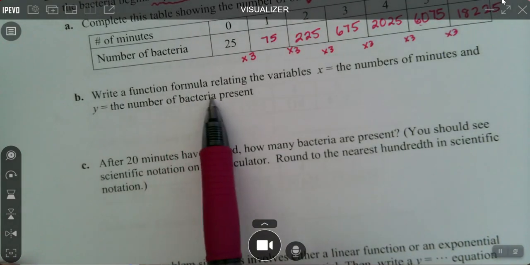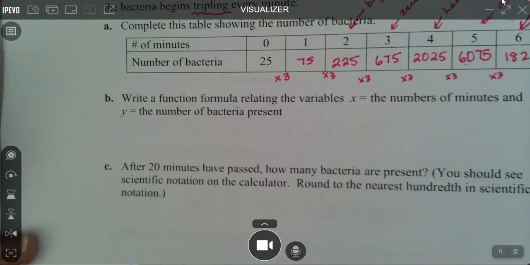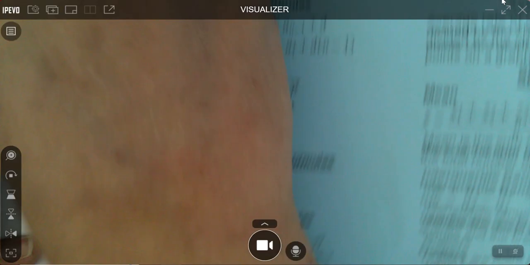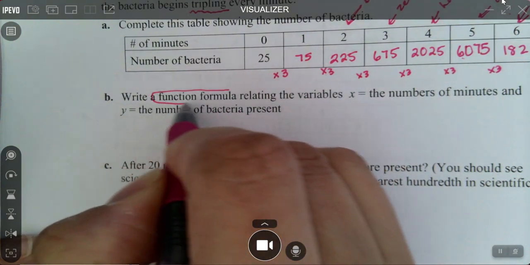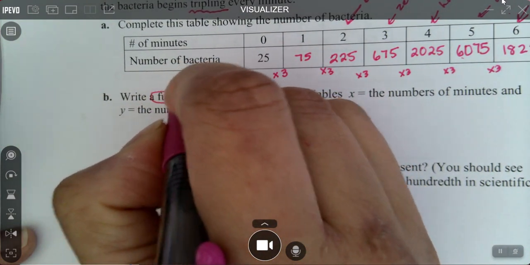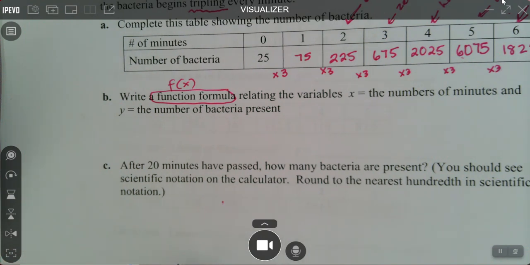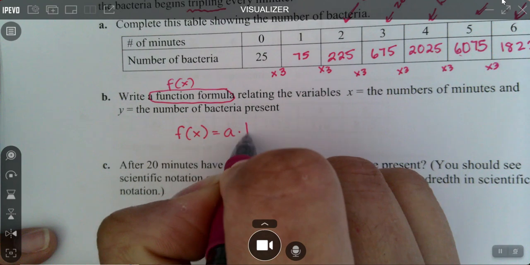We need to write a formula relating the variable x, the number of minutes, to the number of bacteria present. Well, we said this was exponential, right? Yes. So if you go to exponential, it says y equals ab to the x. Write a function. So function implies f of x. I told you this, right? Expression has no equal signs. Equation has an equal sign, and we usually use y. And when we say function, we usually use f of x. All right, so f of x is going to be equal to a times b to the x.